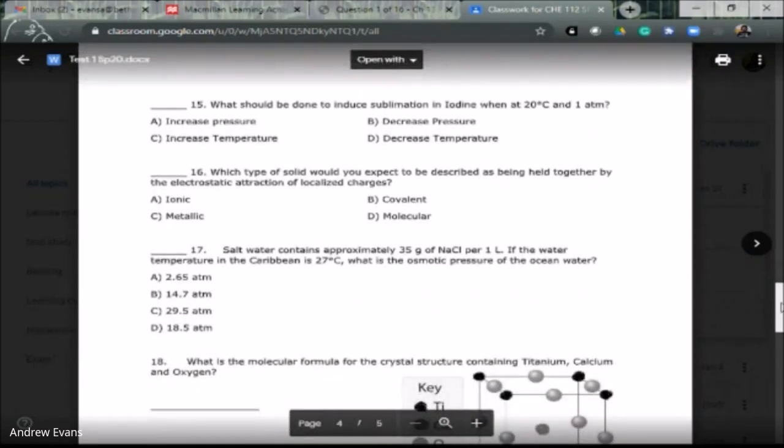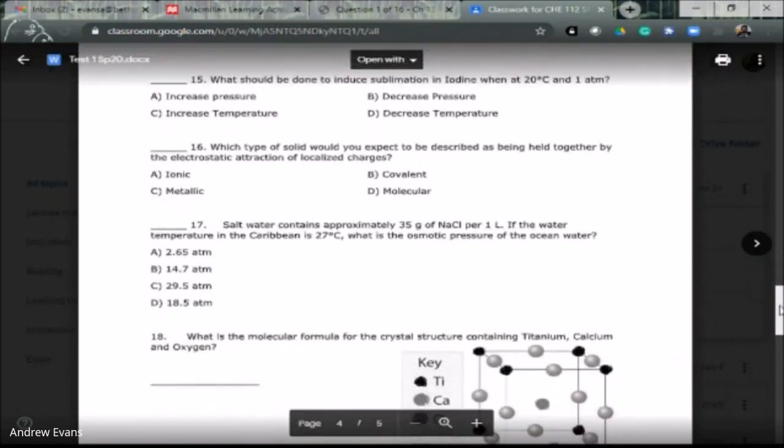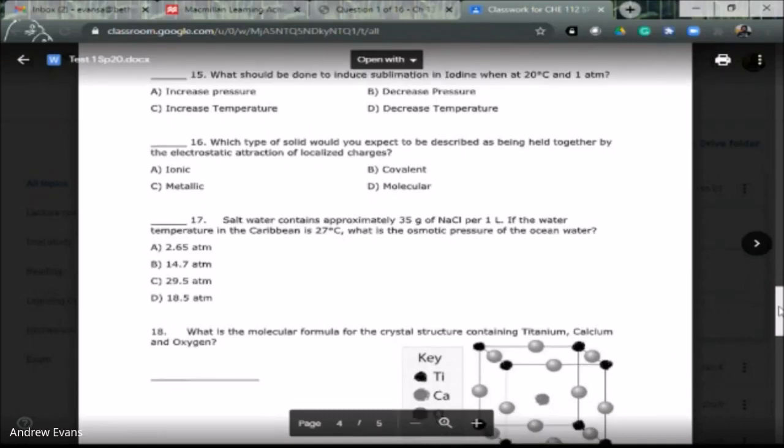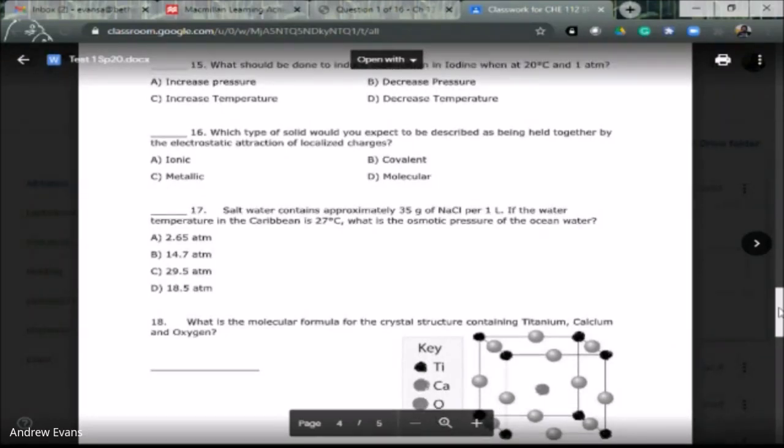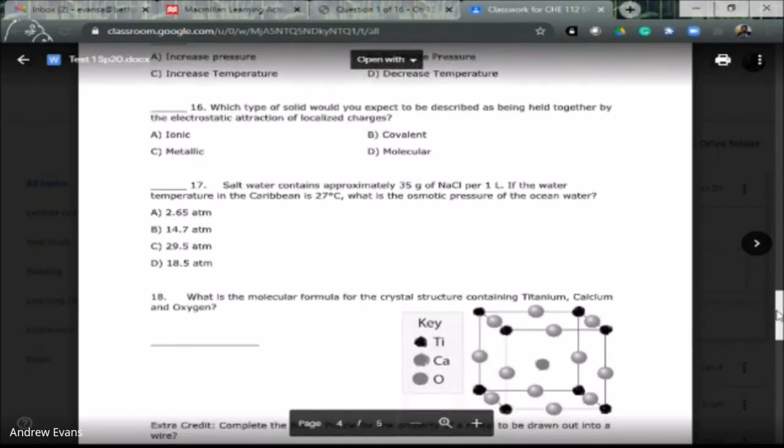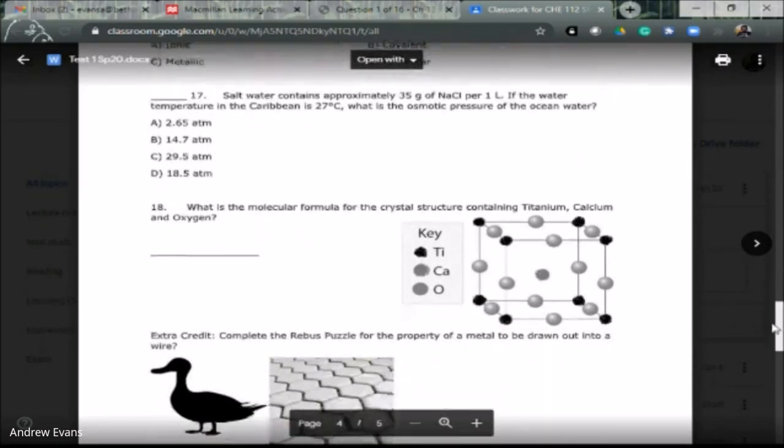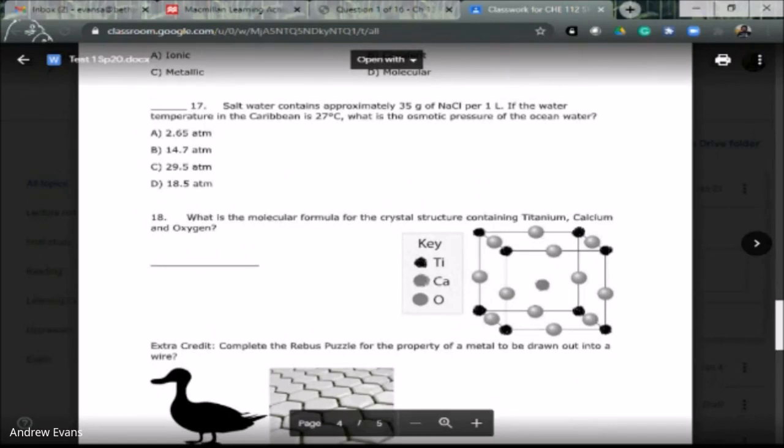Salt water contains approximately 35 grams of sodium chloride per 1 liter. If the water temperature of the Caribbean is 27 degrees, what is the osmotic pressure of the ocean water? We'll go ahead and do that one real quick. We're almost done with this test, and then we'll look at the old take home. So, osmotic pressure.